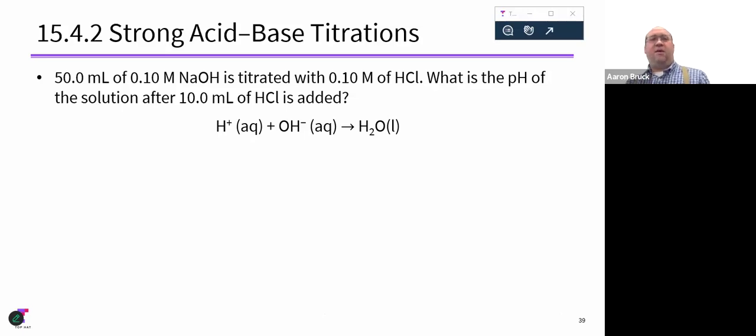So here's an example problem. We've got 50 milliliters of 0.1 molar sodium hydroxide being titrated with 0.10 molar HCl. What is the pH of the solution after 10 mL of hydrochloric acid is added? The way to calculate this is kind of similar to what we saw with the buffer problem. We can use a modified ICE table to figure out what the final concentrations are going to be and use that to figure out what the pH is.